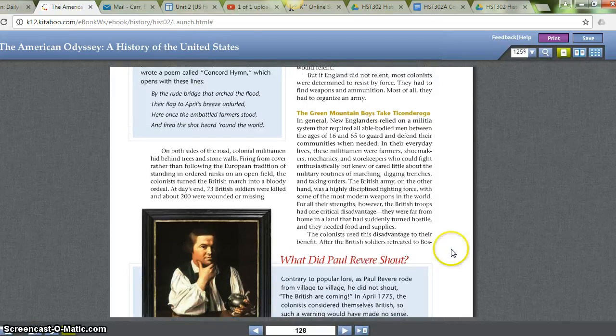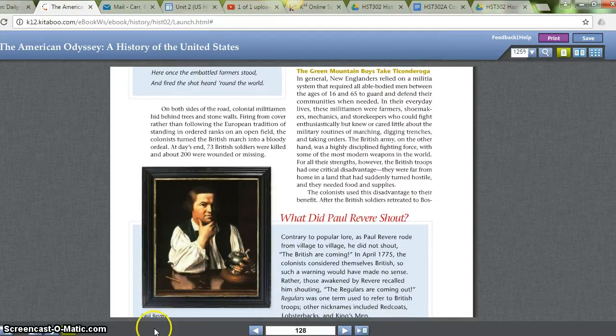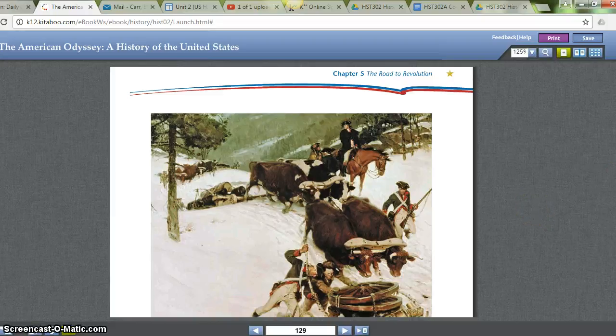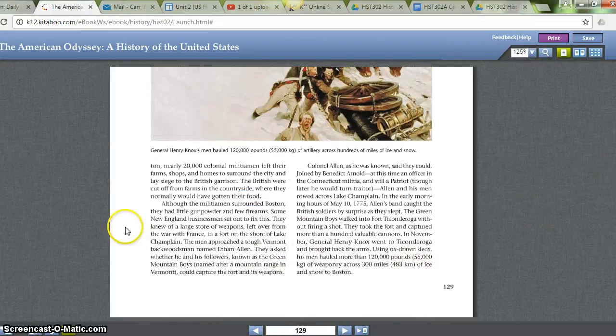After the British soldiers retreated to Boston, nearly 20,000 colonial militiamen left their farms, shops, and homes to surround the city and lay siege to the British garrison. The British were cut off from farms in the countryside where they would normally have gotten more food.